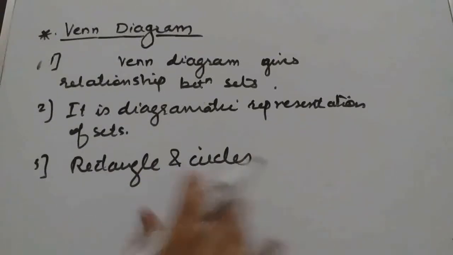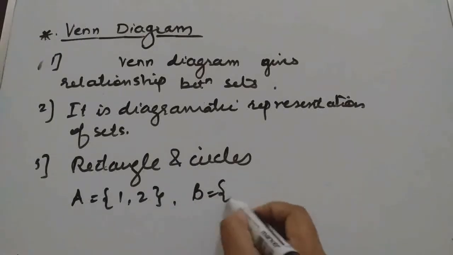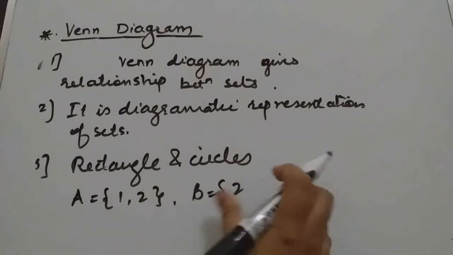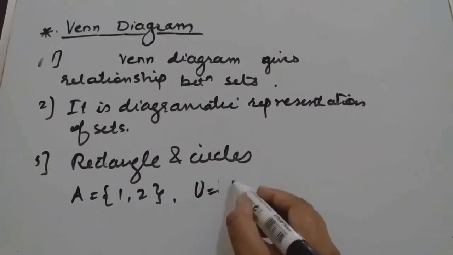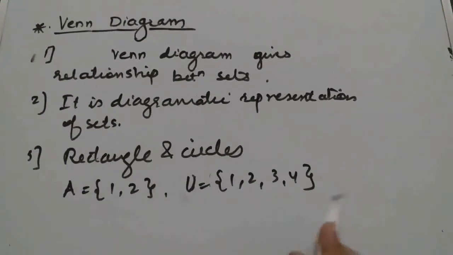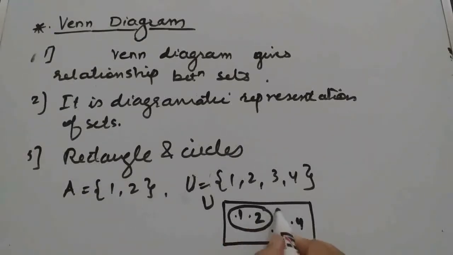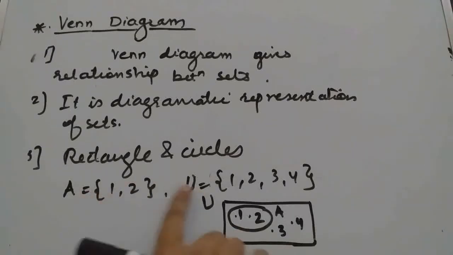For example, suppose set A you can take as {1, 2}, and the U set we can say is {1, 2, 3, 4}. So how can we represent this? U means the universal set. U has 1, 2, 3 and 4 as elements, but 1 and 2 are the elements of set A. So in this way we can denote the relationship between these two sets, isn't it?